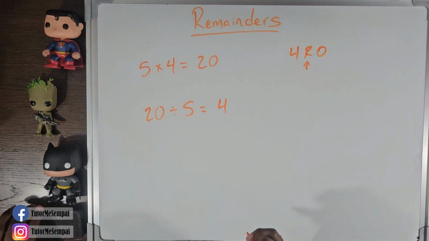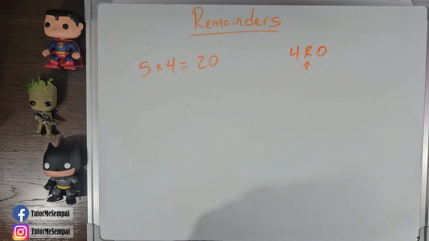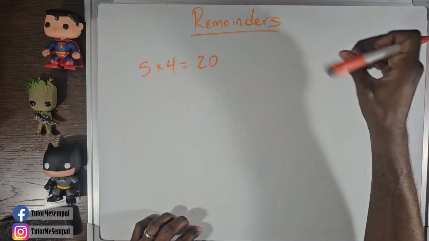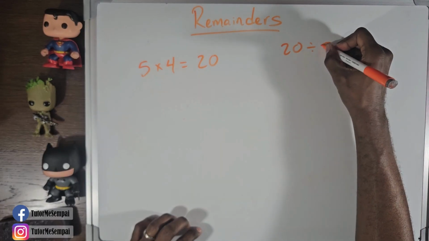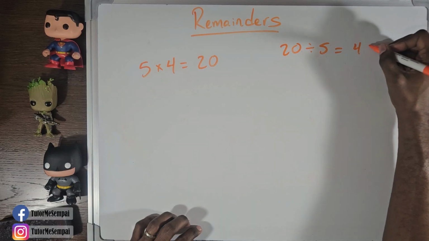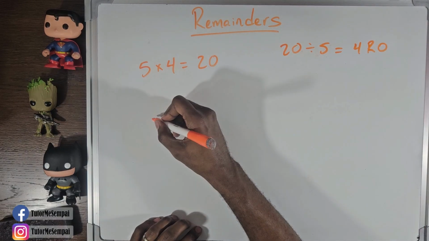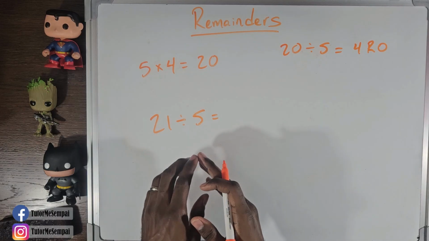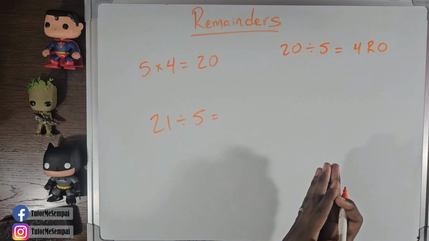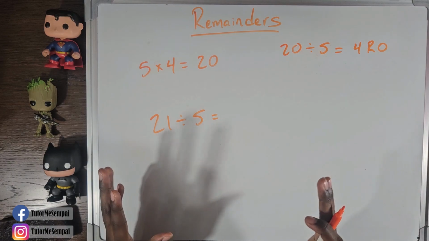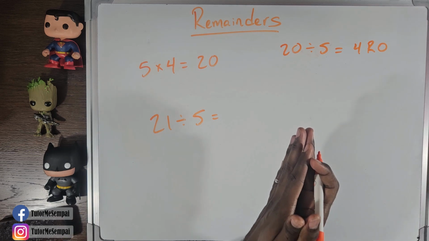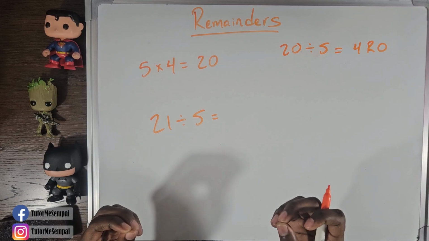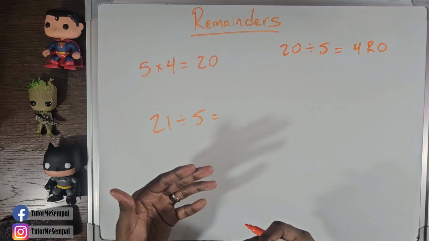But that's not always the case. Just so you know where this came from, this was 20 divided by 5 equals, let's say, 4 remainder 0. Let's say we have 21 divided by 5. Now, does 21 divide by 5 evenly? Does 5 go into this perfectly? No. Here's where your multiplication table comes into play. We know that 5 does not go into 21 perfectly. And that's when we have these remainders left over.